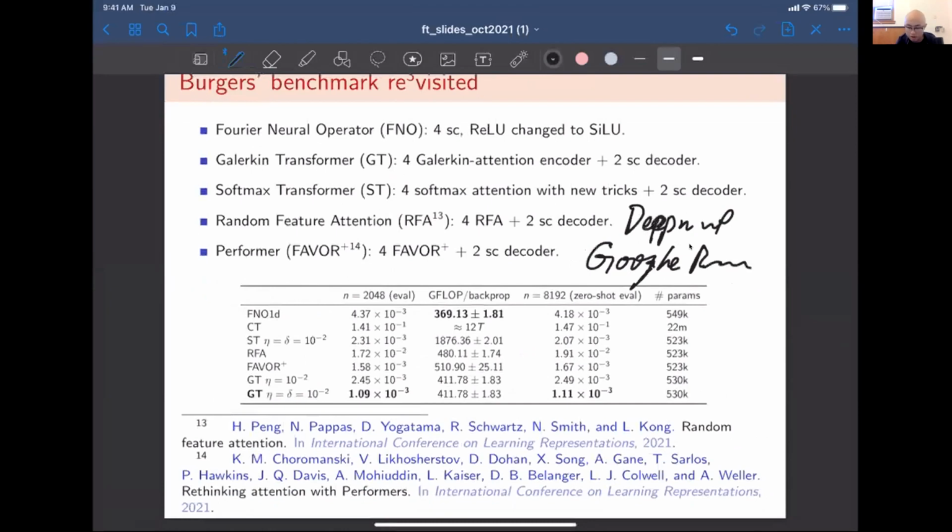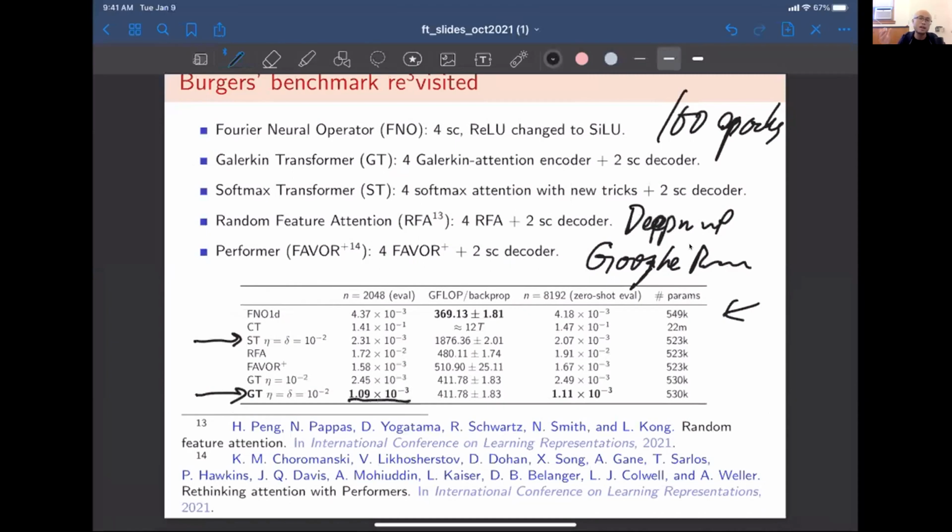So the performer is basically applying attention, and as we can see, the Galerkin transformer is still the best if we only train 100 epochs. All these models are trained for 100 epochs. I would also like to mention that if we apply all these tricks to the standard softmax transformer, it gets much better as well, but not as good as with softmax removed.